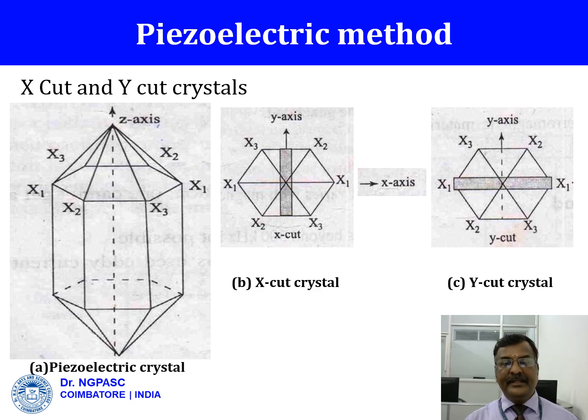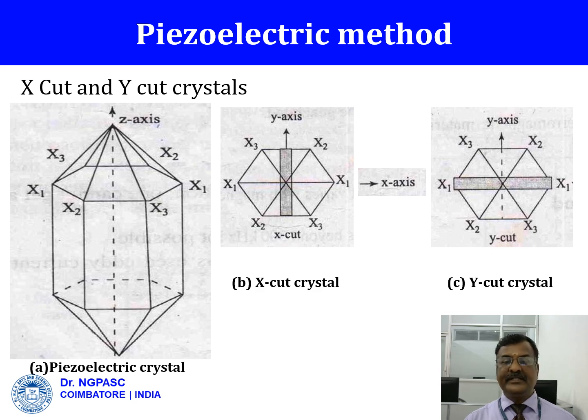The line joining the opposite corners of the hexagon is called the x-axis. When a crystal is cut perpendicular to the x-axis, it is called the X-cut crystal. The X-cut crystal will generate longitudinal ultrasonic waves.